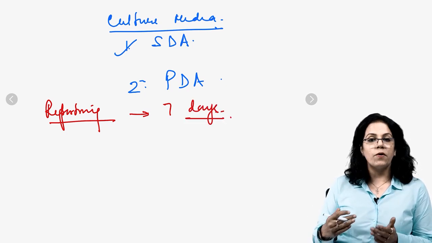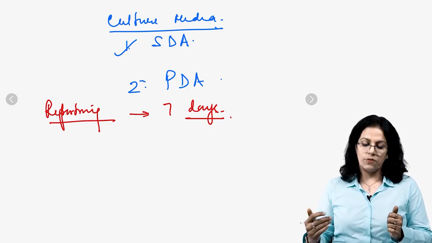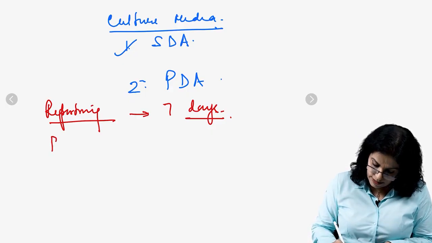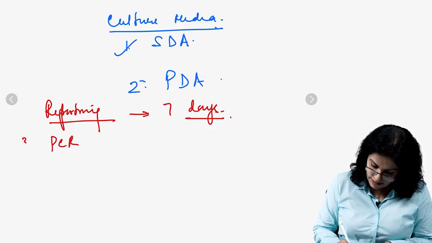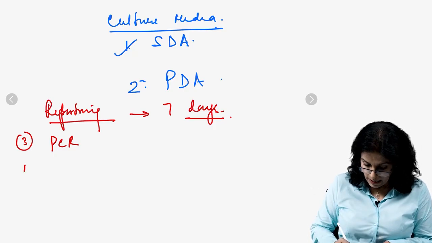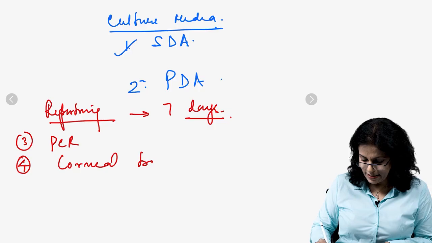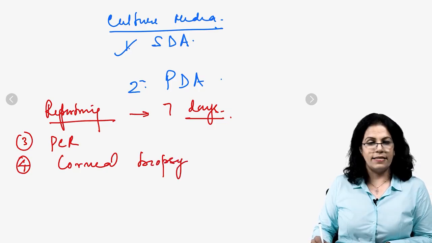Sometimes, if you want to complete the whole list apart from culture media and directly visualizing, we can do a PCR, number 3. And sometimes, if nothing is working, we may need to go for corneal biopsy. Again, this is more like completing the list. They haven't asked you all this.